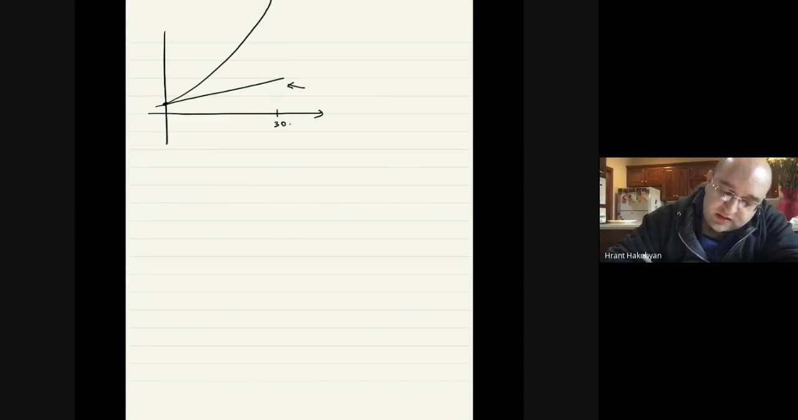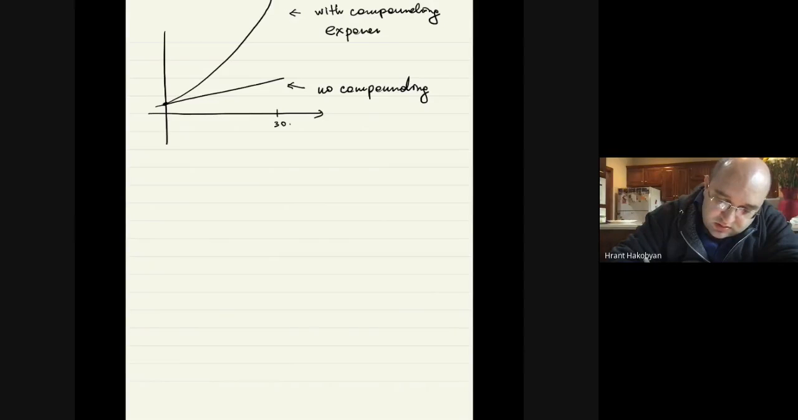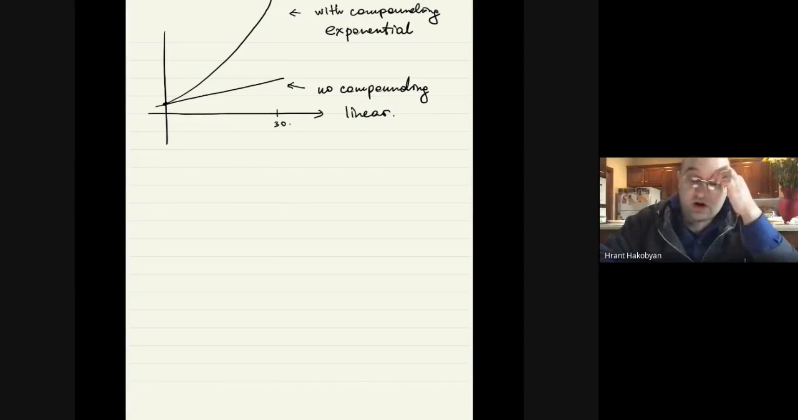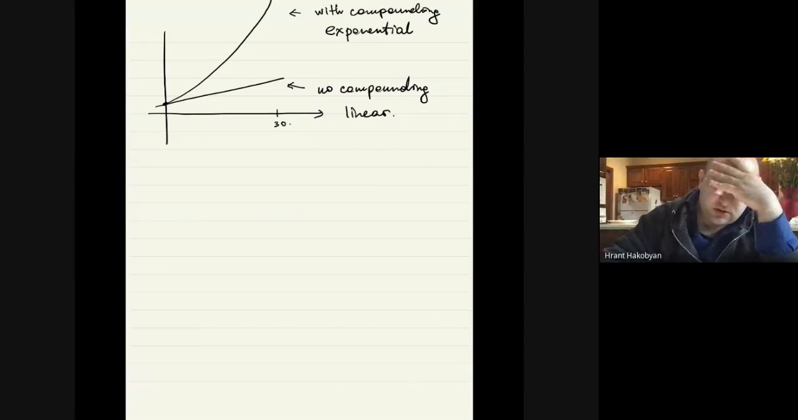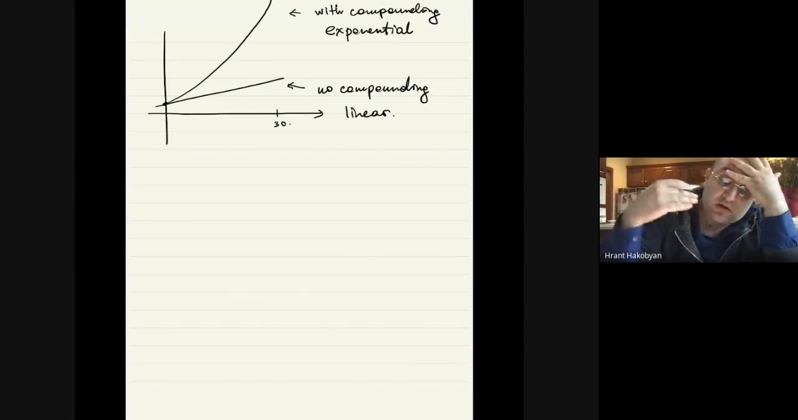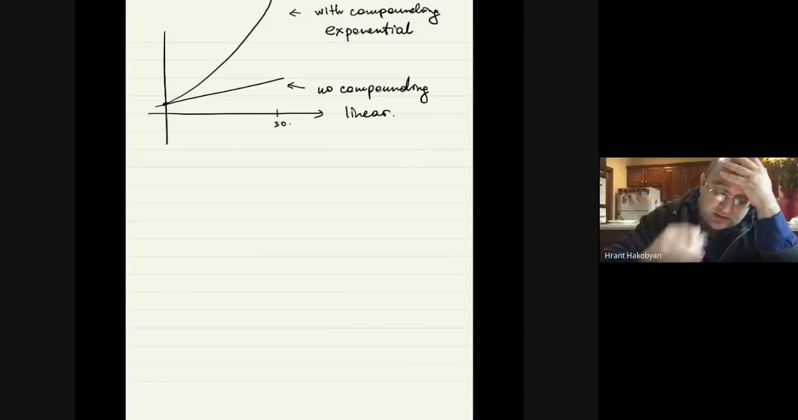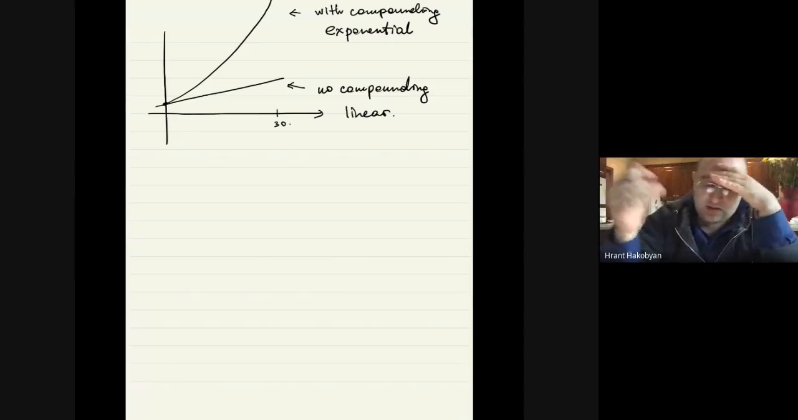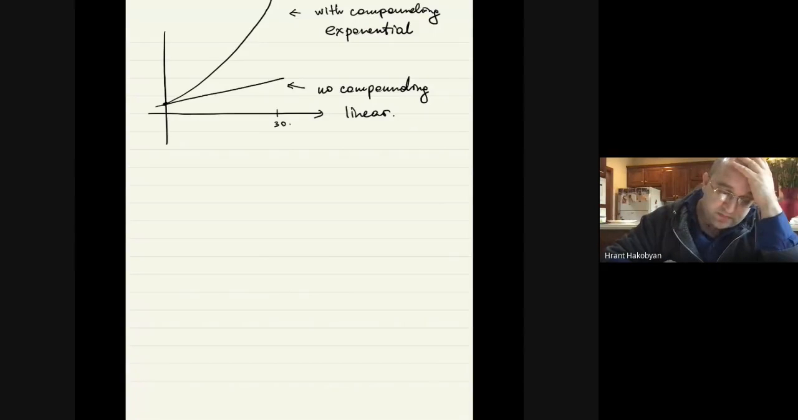So this is no compounding, and this is with compounding. So this is an exponential function, and this is a linear function. Okay, so when you put some money in a bank account, it usually grows exponentially. Similarly, if you have a loan, it's the other way around: the bank takes from you, usually using exponential models.